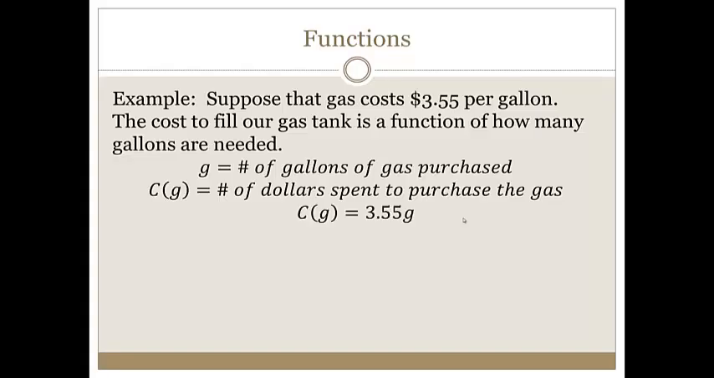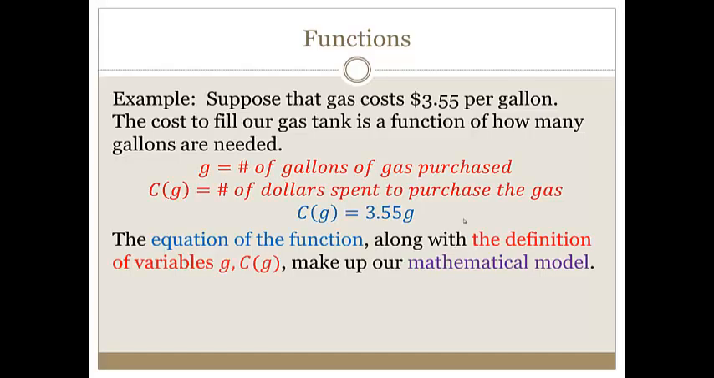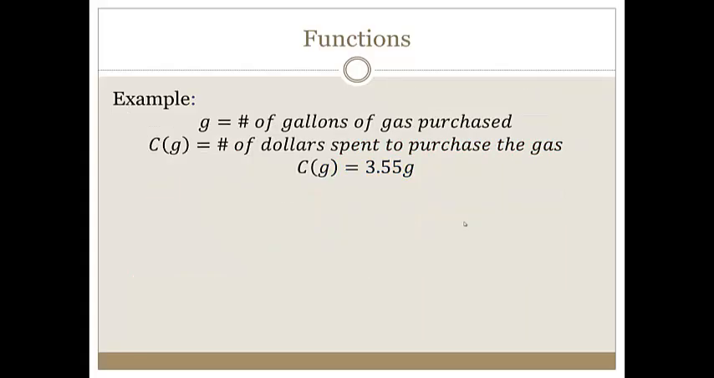Since we spend $3.55 per gallon, the cost is $3.55 times g. The equation of the function, along with the definition of variables g and c of g, make up our mathematical model. Let's continue our example.